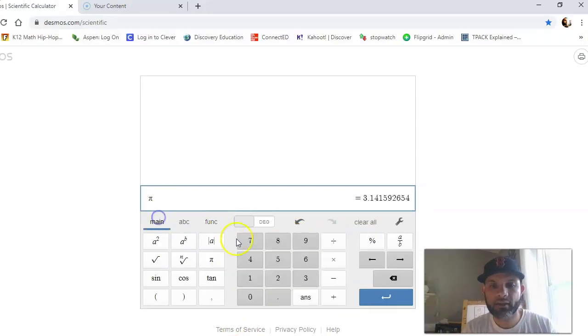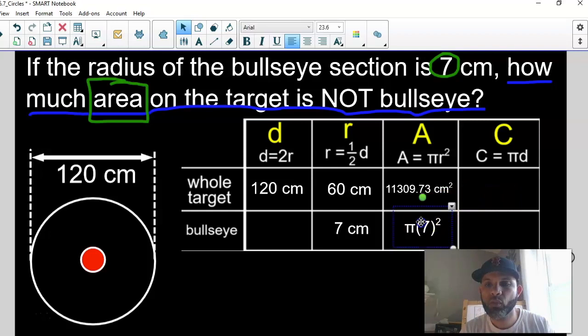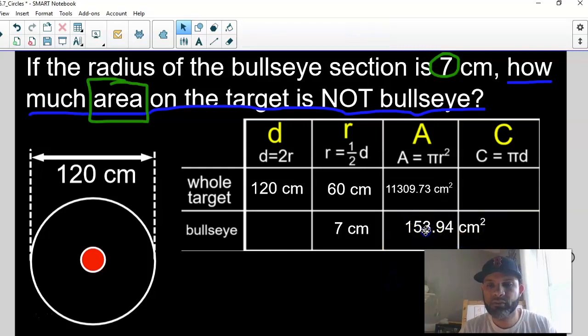Pi times 7 squared is 153.938. The 8 tells us to round it up. So it's 153.94, and that is centimeters squared. Okay.